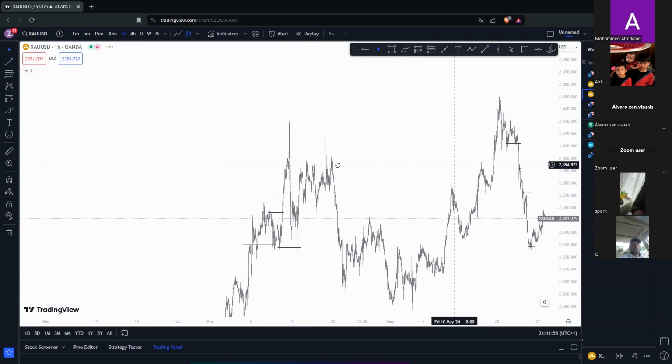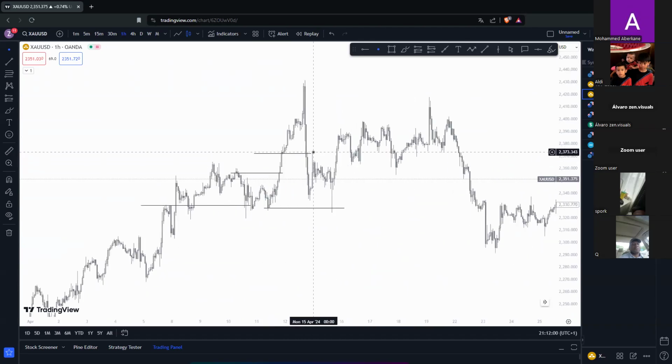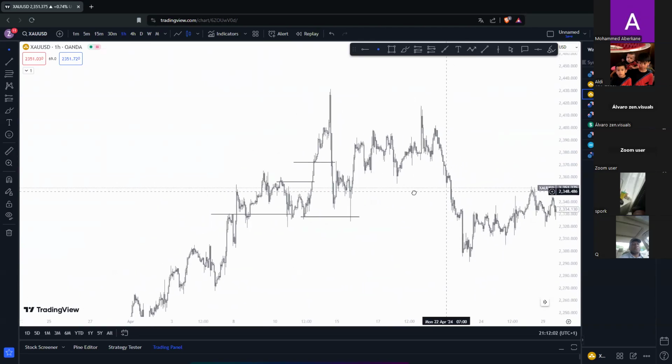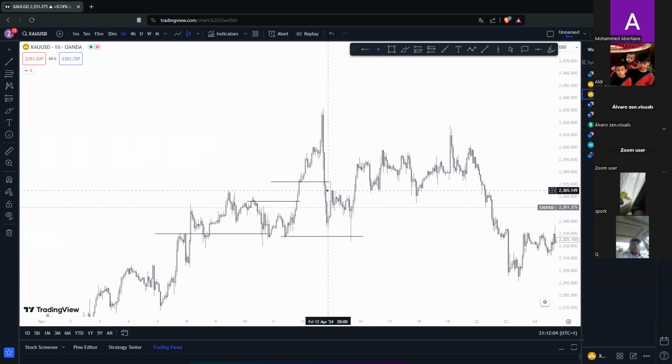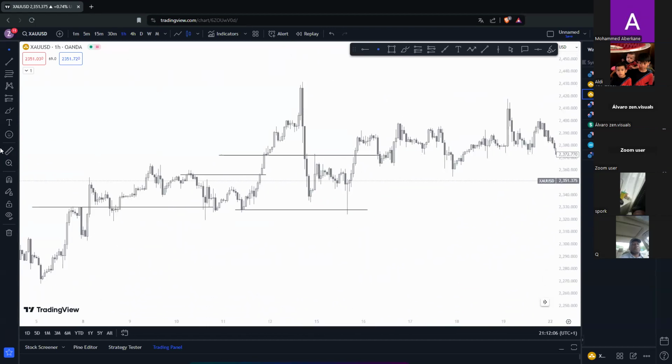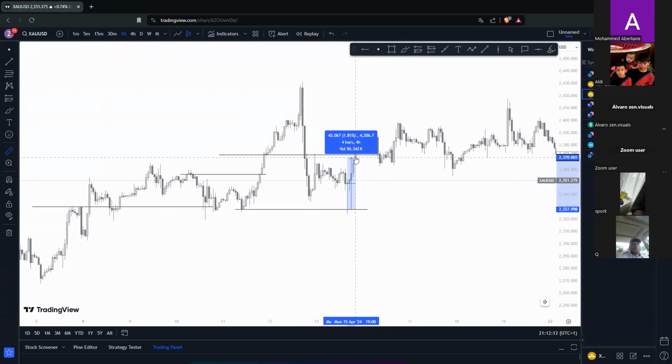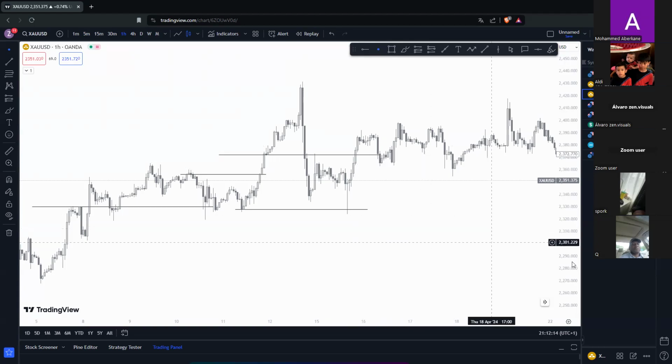You should be so confident about it because the storyline rarely fails. Okay, guys, rarely fails. So your TP should be there. How much is that? That is going to be 400 pips in just 4 hours, as you can see there.